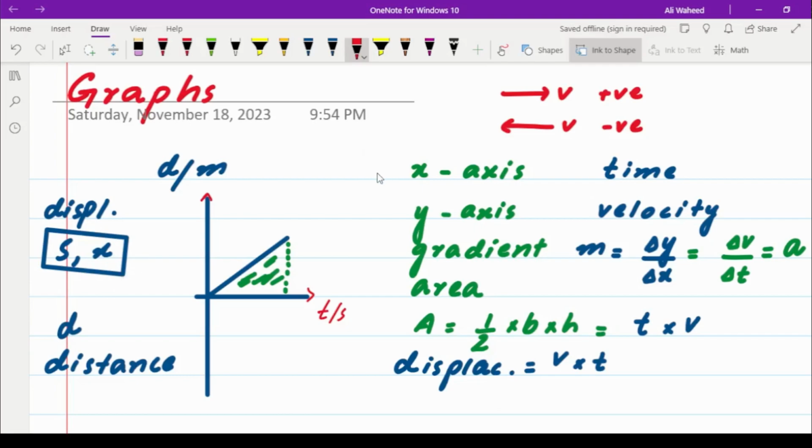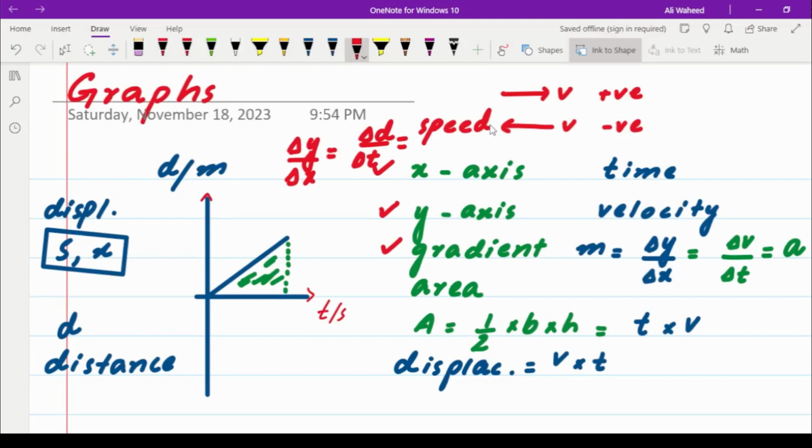Alright, what would x-axis represent in this case? X-axis would give you the information about the time. Y-axis would give you the information about the distance covered. The gradient would be, in that special case, delta y over delta x, delta d over delta t, which is rate of change of distance covered, and that equals speed. So that means the gradient of this graph would give you the value of speed.